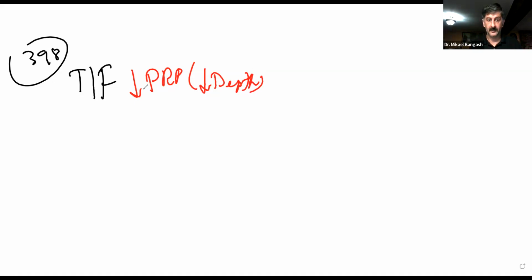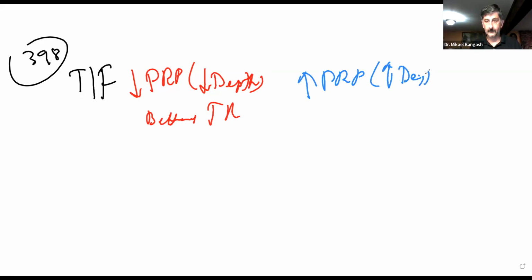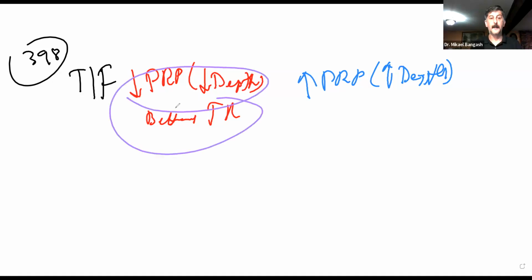So that is going to mainly mean that this system has better temporal resolution than a system with a greater PRP, which indirectly means greater depth. Yes, this system has better temporal resolution. So that is true. Practically, out of these two, this one will have worse or degraded temporal resolution.